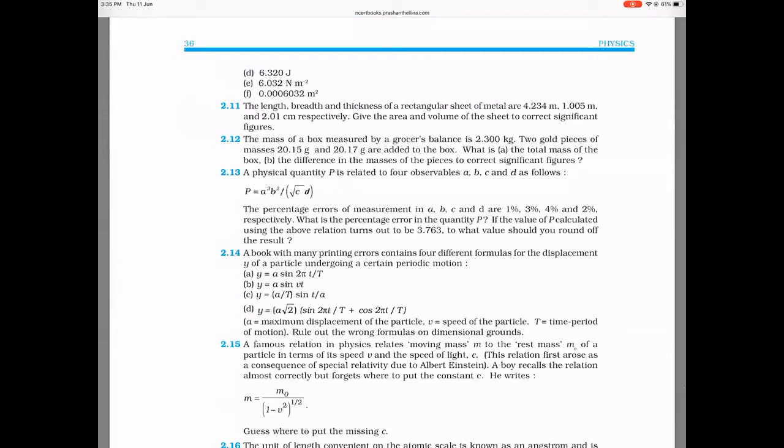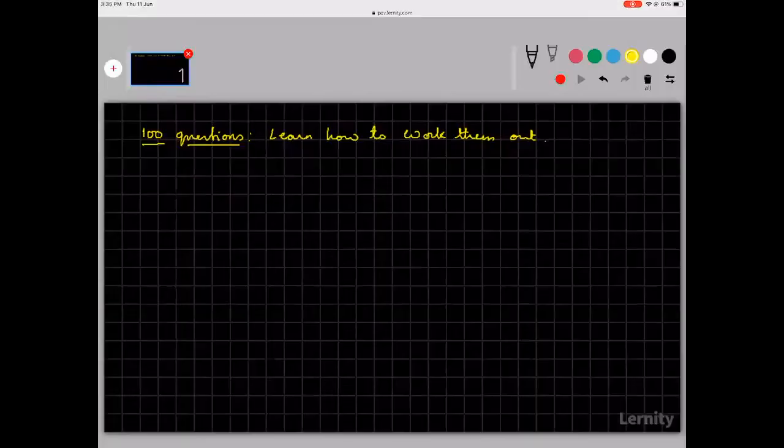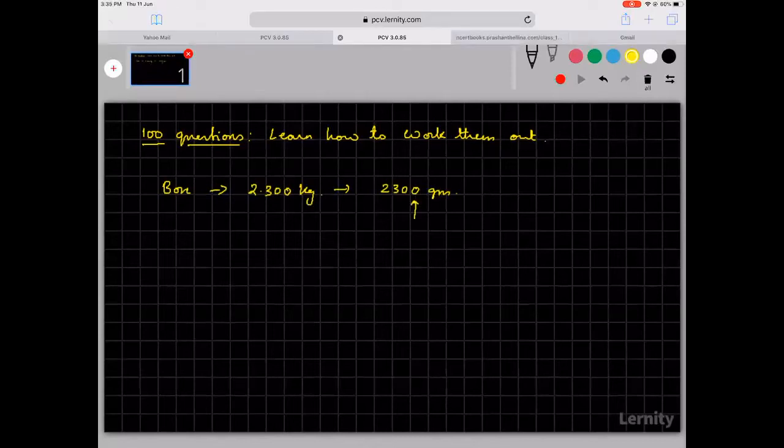Now let me do this box question for you once again. This is what I was trying to tell you yesterday. Suppose there is a box and this box is 2.300 kilograms. The moment you say it is 2.300 kilograms, that means if you put it on the weighing machine, it will show 2,300 grams, and it is precise to this point. So this is precise to the nearest gram.